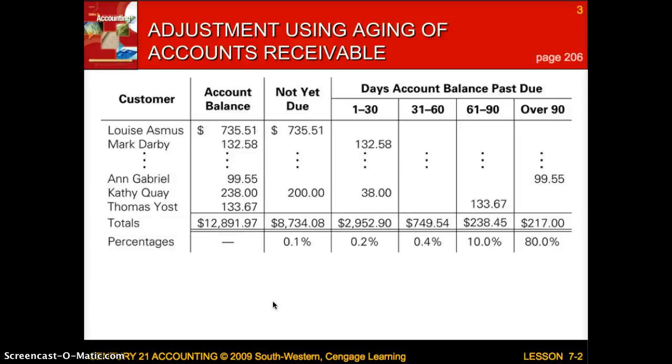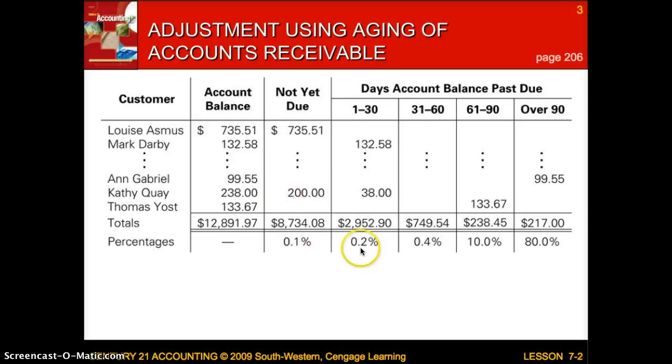You can see here this adjustment using aging of accounts receivable. The days past due, if it's between 1 and 30 days past due, 31 and 60 days past due, okay, you can see the amount that they are collecting. This is their account balance. This is what it is if it's not yet due and how much they paid. You can tell that this person here, Kathy Quay, owes $238, but her not yet due is $200. It looks like she took advantage of that 2/10, net 30.